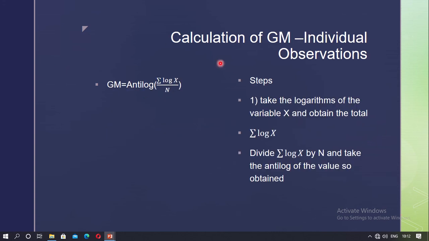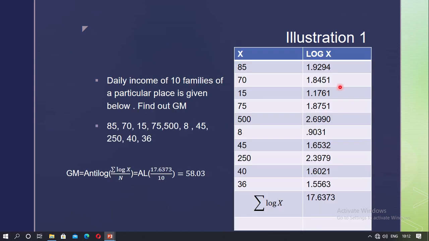Now we will move on to the calculation of geometric mean. When individual observations are considered, first you have to take the logarithms of all the observations given under x, then obtain the sum divided by capital N, and then find the antilog, and you will get the geometric mean. Now the illustration is given over here. You have your x values. Now you take the log of each x value.